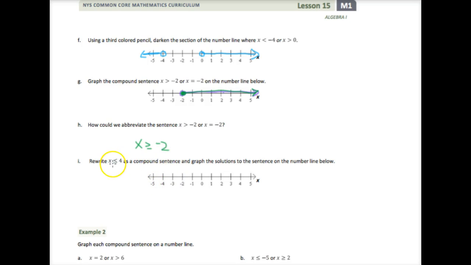So let's rewrite x is less than or equal to 4 as a compound sentence. All right, that means x is either less than 4 or x is equal to 4. Fairly simple, and when we graph it, because we have the less than or equal to, a nice little solid dot on 4 sliding down into the negative zone will be fine.